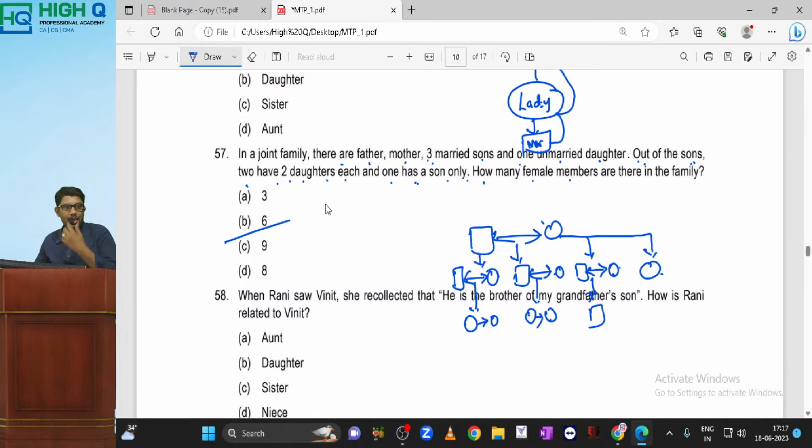Correct? It's very simple. If you want to do it without drawing the map: mother, 3 wives, 1 unmarried daughter. That is 5. The 2 sons with 2 daughters each have got 4 daughters. So that means another 4 female members. So 5 plus 4 is 9.